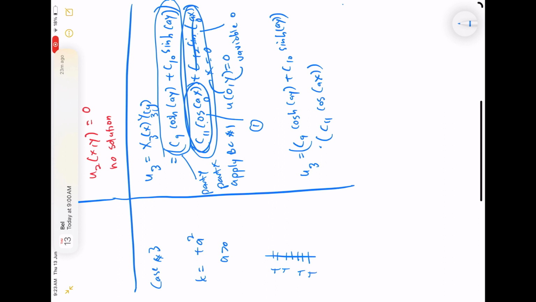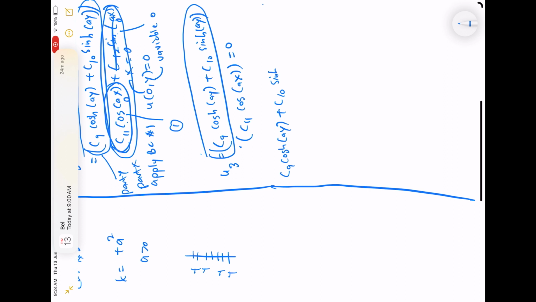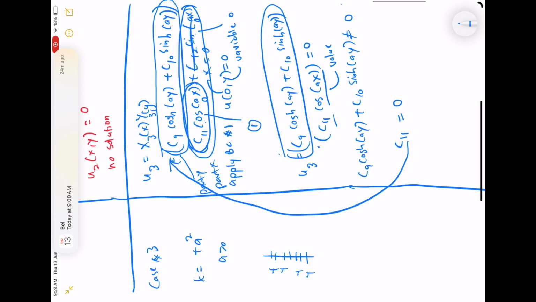Now we need to find who is responsible to become 0 so that it is equal to 0. This part we cannot touch, it cannot become 0. c9 cos ay plus c10 sin ay are not responsible to become 0 because they are variable. Only c11 and cos ax. Cos ax we have value, so only c11 is responsible to become 0. Then we go back to this thing. We need to remove c11 because c11 is equal to 0.